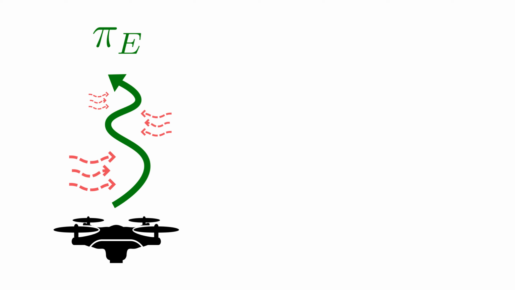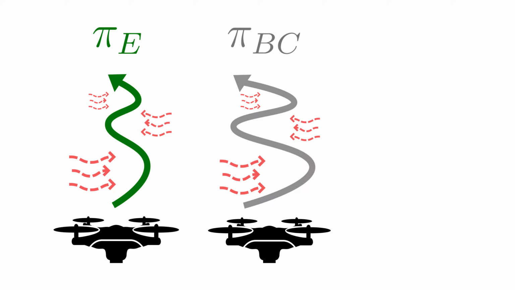Let's assume there's heavy gusts of wind that cause the quadcopter to deviate from the intended straight path of the expert. Now, what will happen if we try to apply a standard imitation learning algorithm, like behavioral cloning, to this set of demonstrations? Well, the learner is likely to pick up on the correlation that being a little on the left is usually followed by going even more to the left.